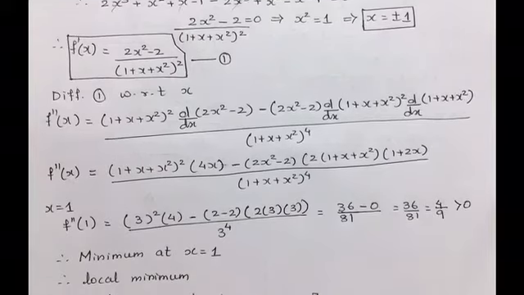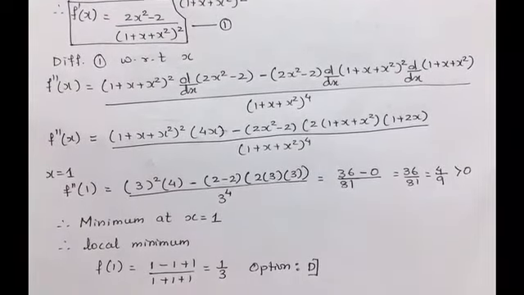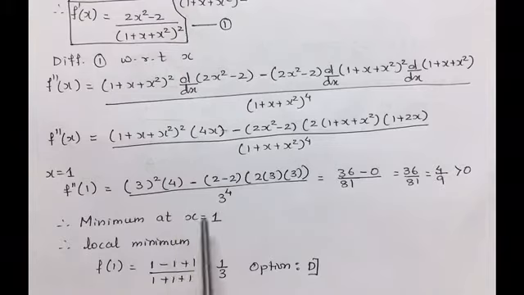Now as it is asked, find the minimum value, x equal to 1 is to be kept in fx. So keeping the value of x as 1, we get 1 minus 1 plus 1 divided by 1 plus 1 plus 1, that is equal to 1 by 3, and 1 by 3 in the option is D option. So this is how we have calculated the minimum value of function fx.